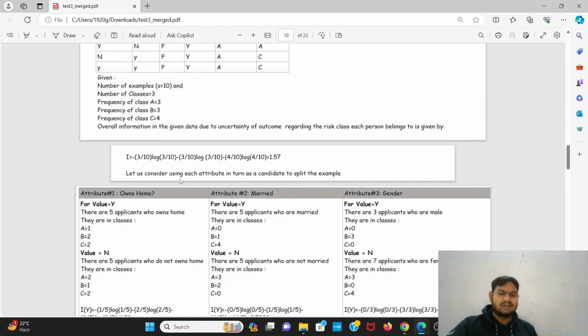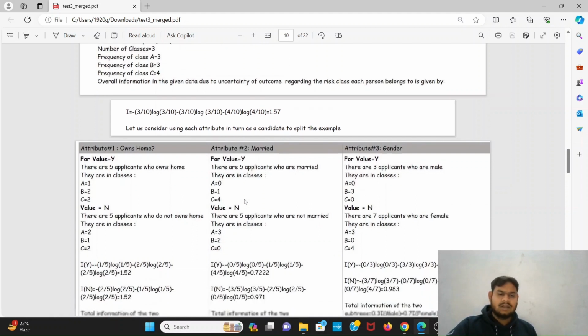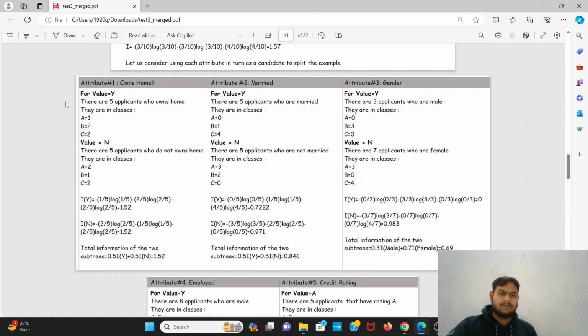Let us consider using each attribute in turn as a candidate to split the examples, taking one by one each attribute. Firstly, we are taking the attribute own home. For value Y, there are 5 applicants who own a home. They are in classes A equals 1, B equals 2, C equals 2. For value N, there are 5 applicants who do not own a home. They are in classes A equals 2, B equals 1, C equals 2.